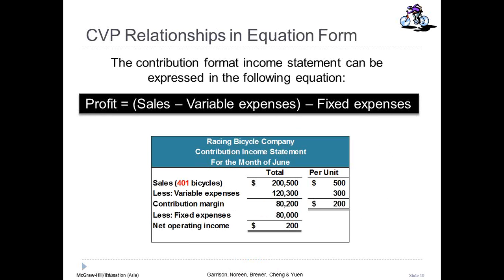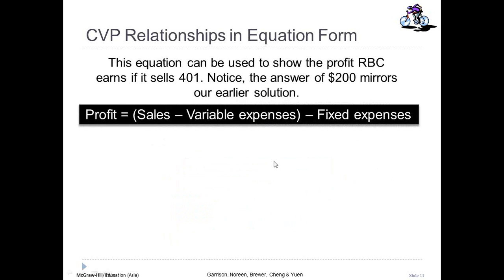So in an equation format, we can prepare the following basic equation. Profit, or the net income, bottom line, is sales minus variable expenses minus fixed expenses. You can see in the previous example, the same numbers appear. But now, let's put this to memory. Sales minus variable expenses, in parentheses, minus fixed expenses. So, notice the answer of $200 mirrors our earlier solution.